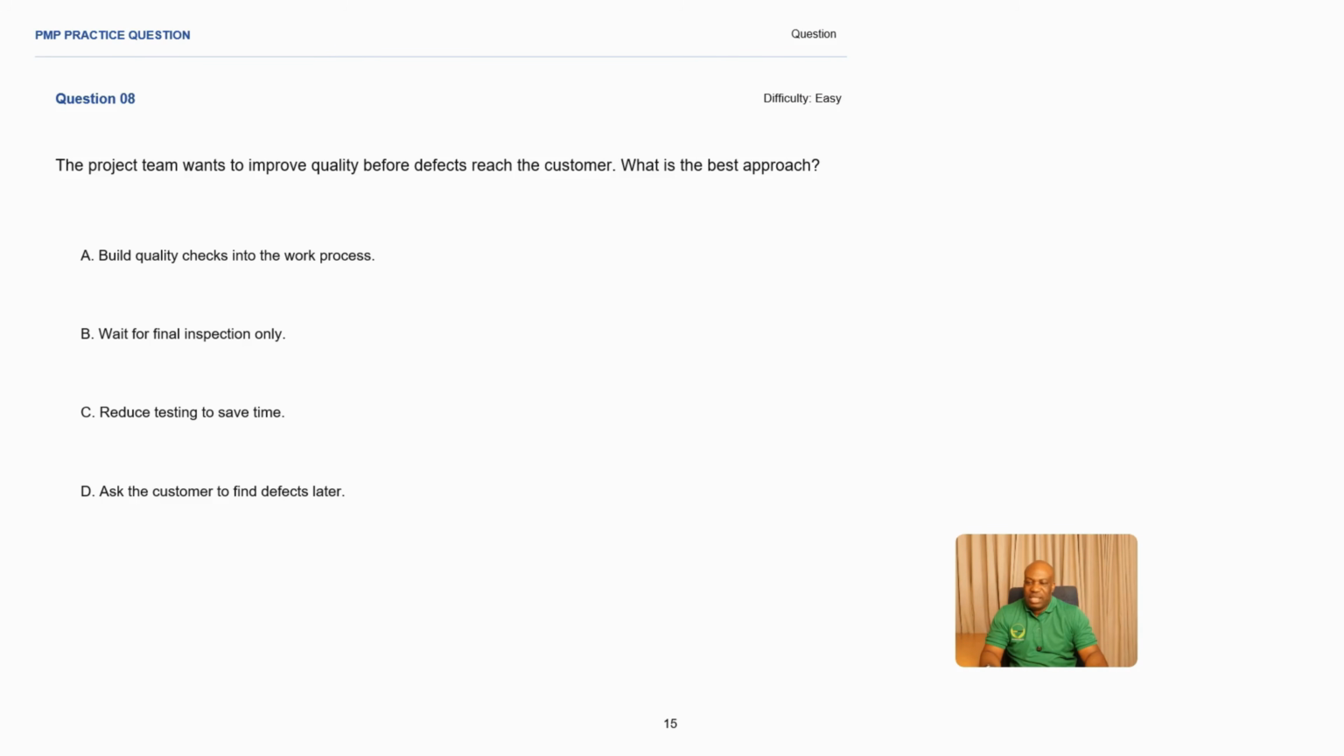Right, practice question number 8. The project team, they want to improve quality before defects reach the customer. Okay, what is the best approach? So here you're going to look at the best approach. This is also considered the difficulty to be easy. So what is our issue here? The project team, they want to improve quality. So there's quality improvement that is required before the defects actually reach the customer.